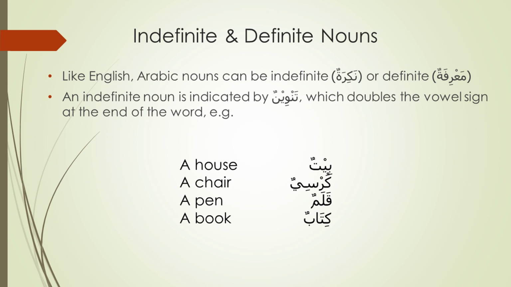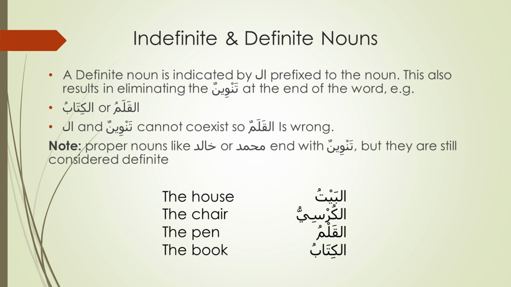So, baytun, it is any house. Kursiyun is a chair, any chair. Qalamun is any pen. And kitabun is any book. Okay, these are all indefinite nouns. In the next slide, we talk about how we can make an indefinite noun into a definite noun.